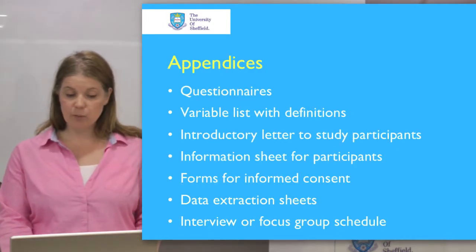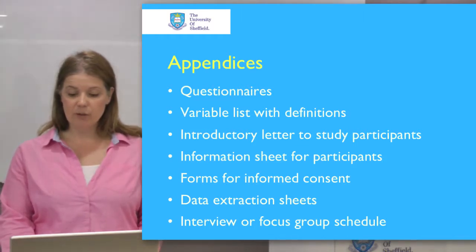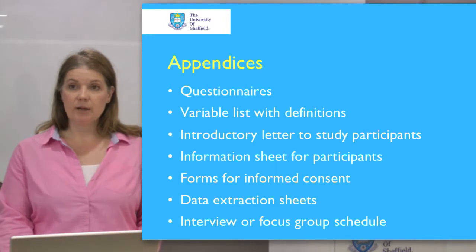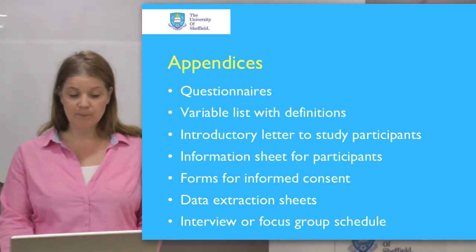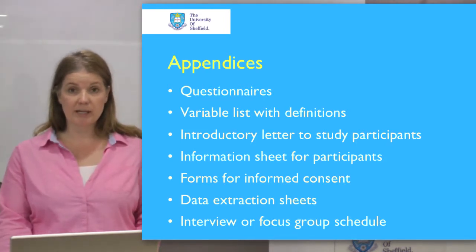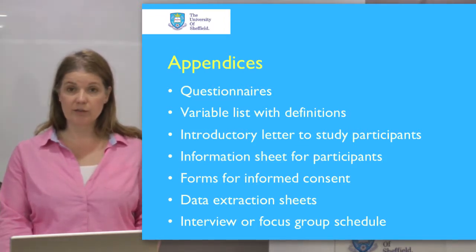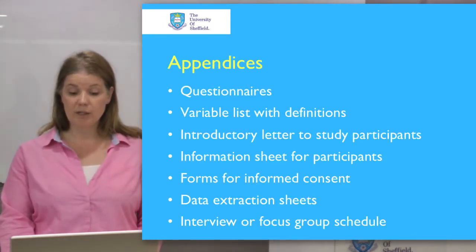Your appendices will obviously depend on the kind of study that you are conducting. So if you're doing a questionnaire study, you will include all of your questionnaires within your appendices. You may include the variable list with the definitions. If you're collecting data with participants, you may have the letter that you're sending to them, the information sheet, the consent forms. If you're doing a systematic review, you might have the data extraction sheets for that systematic review. If you're doing qualitative work, you may have the focus group or interview schedule that you're going to use for your interviews.